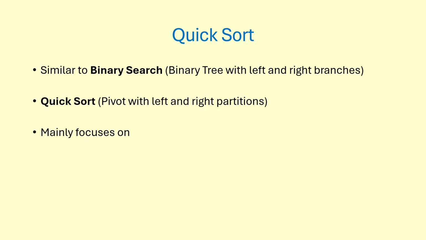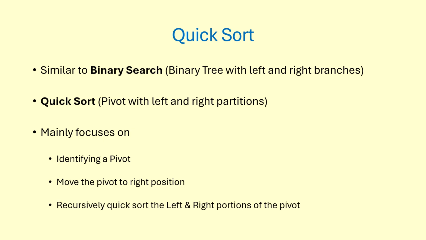Quicksort mainly focuses on the pivot and works around the pivot. Let us see the steps. The first step is identifying the pivot. Then move the pivot to the right position. Then recursively sort the left and right portions of the pivot.